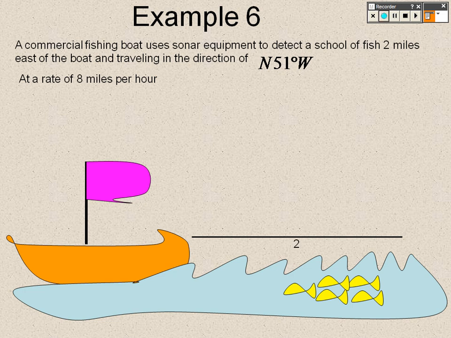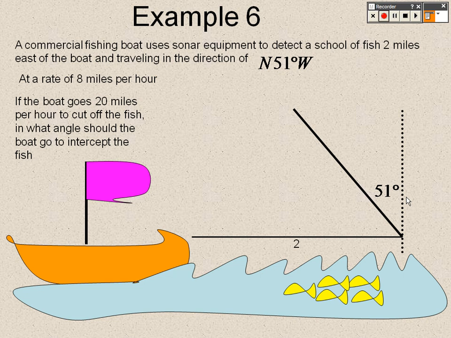There's our ocean. Here are our wonderful fishies. Okay, so we know that the commercial boat detects a school of fish 2 miles east. So there we go. Then north 51 degrees west, that's that in there. If the boat goes 20 miles per hour to cut off the fish, in what angle should the boat go to intercept the fish? So we need to figure out from here to here. Well, I know this is 90 degrees, so 90 minus 51, that's 39 degrees. That's how we get that.